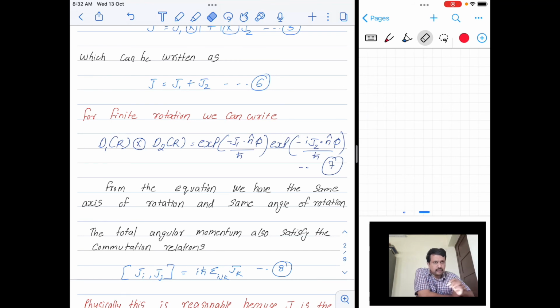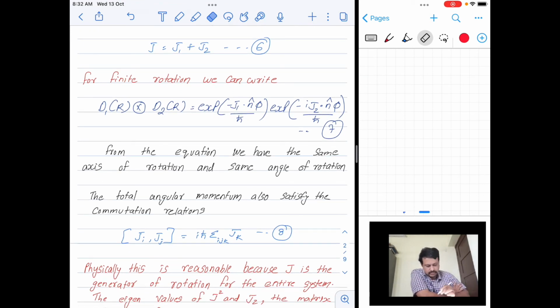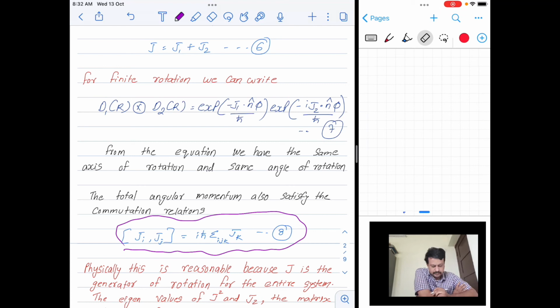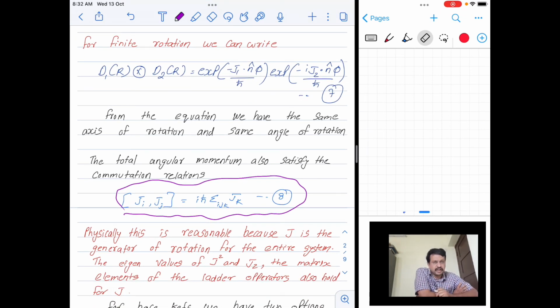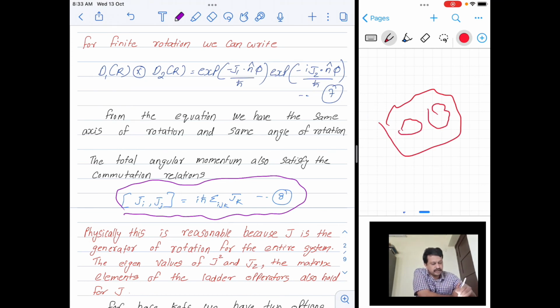Now we have come to the total angular momentum. For the total angular momentum we also have a commutation relation, which we already derived earlier; this is equation number 8. Physically this is realizable because J is the generator of rotation for any angle delta phi for the entire system. When we take two subsystems, we take J1 and J2 separately, as generators of rotation for each subsystem. For the combined system it should be J. That is the physical reason.